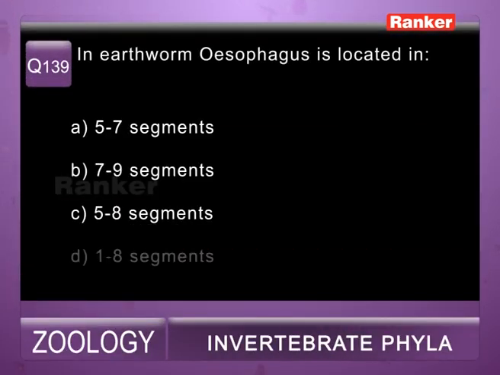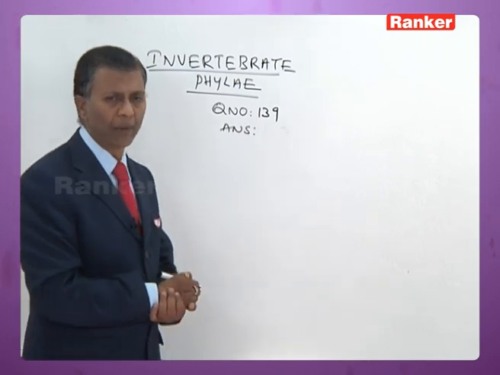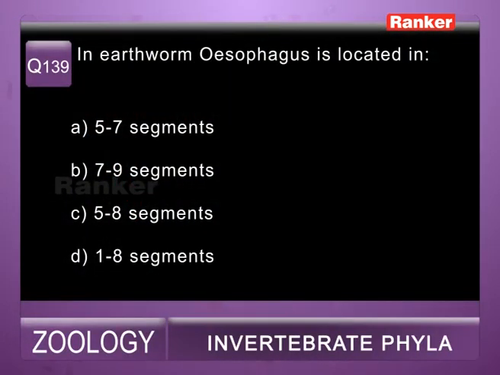Now 139 question: in earthworm esophagus is located in, as I just mentioned, A, 5 to 7, B, 7 to 9 segment, C, 5 to 8 segment, D, 1 to 8. Esophagus is from 5 to 7 segment. So 139 question, correct answer is A.